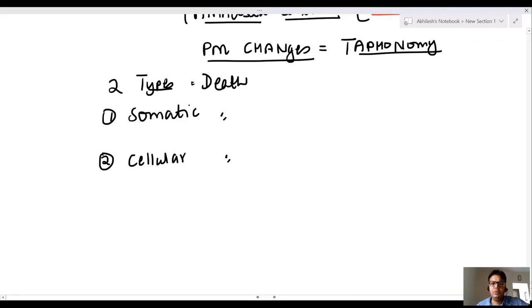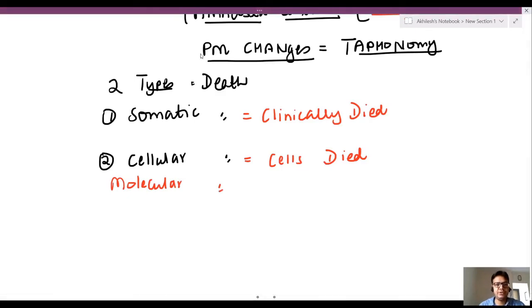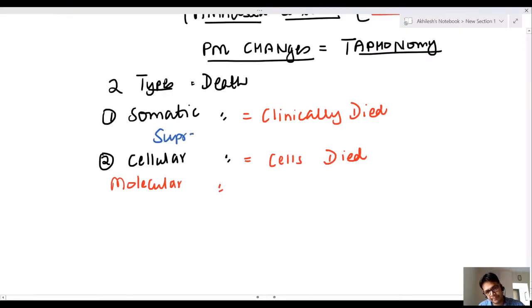What is the meaning of somatic death? Sir, it's very simple. A person is clinically dead. If you are clinically dead, that is somatic death. But if your cells die, that is cellular death. Cellular death is also known as molecular death. And there is a time interval which is known as the supravital interval.